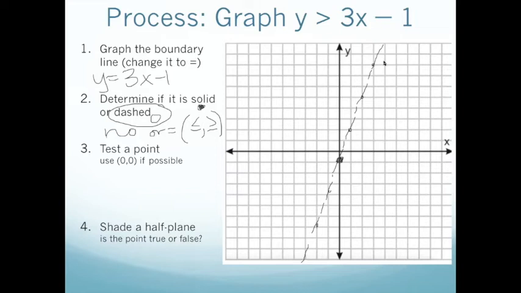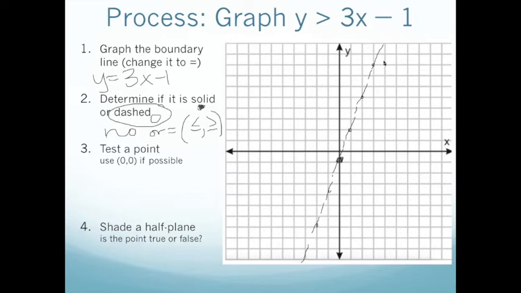Is it going to be to the right or to the left? Is it going to be above or below? Every single time, it's going to be a different answer. So there's no surefire rule like if it's a greater than, you're coloring to the right, or if it's a less than, you're coloring to the left. There's no surefire way to answer that. There are a lot of patterns that you will see, but the only way that will work every time is to test a point.